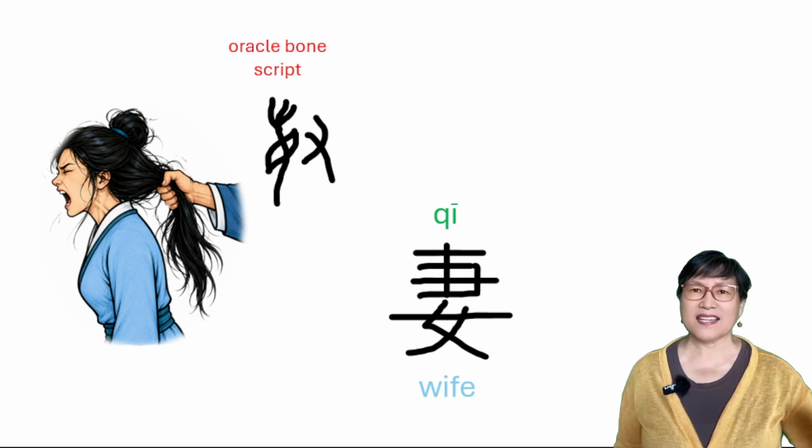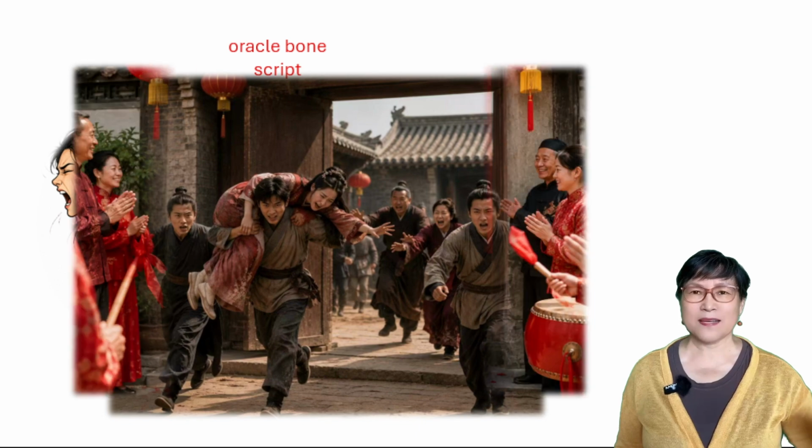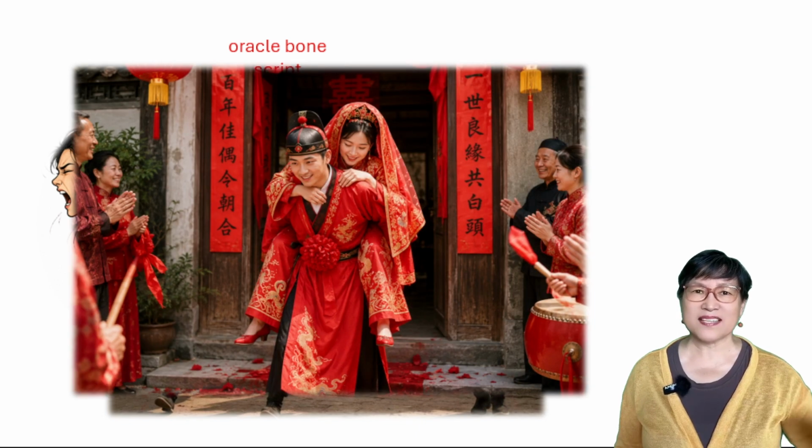Some scholars believe this character reflects the ancient custom in which women were sometimes taken by force to become wives. Marriage practices varied greatly across different regions and periods of Chinese history, but traces of these ancient customs can still be found in the writing system. Interestingly, some wedding traditions around the world preserve symbolic echoes of these older practices. For example, in some ceremonies, the groom carries the bride across the threshold and into their new home.